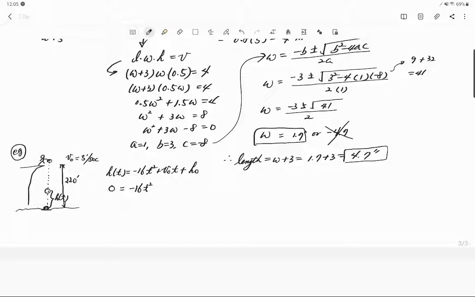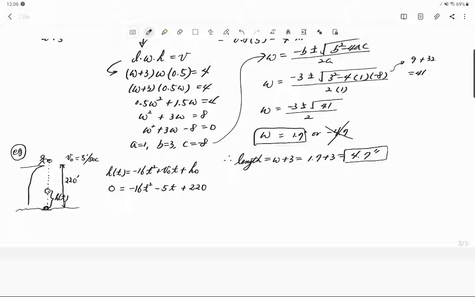You are throwing downward, so the sign is negative. If you're throwing an object upward in the air, then the speed is positive. But if you're throwing it towards the bottom, then the sign is negative. And the height is 220 feet. So we have an equation, and then solve for t. This t is the seconds after the ball is released or thrown.